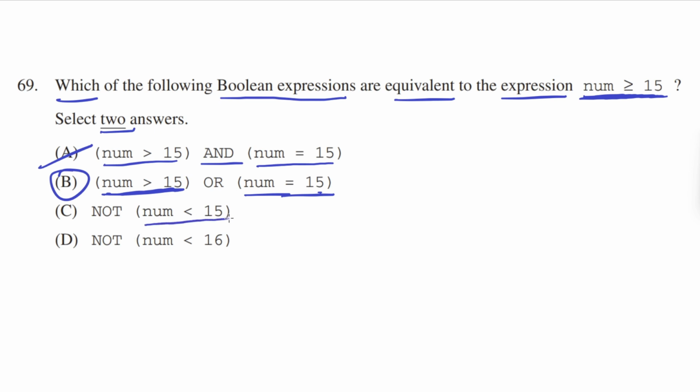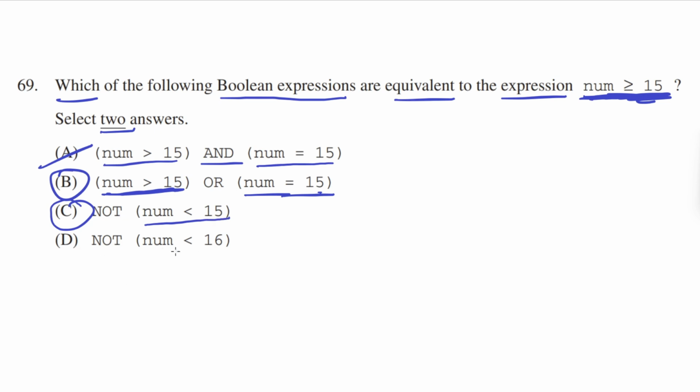C says not num less than 15. So num less than 15 is all numbers less than 15, like 14 down to negative infinity. And taking the not of that means to exclude those values from the subset. So every number less than 15 is not included, which means every number greater than or equal to 15 is included in the subset of numbers num can be that makes this true. So the numbers that make this expression true are the same numbers that make this expression true, meaning these are both equivalent ways of saying the same thing.